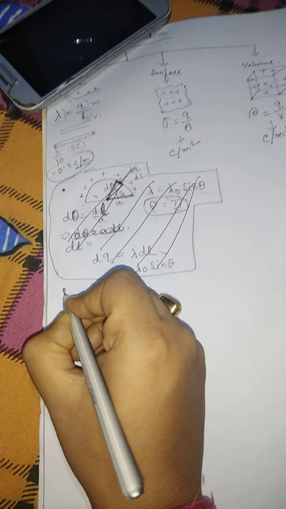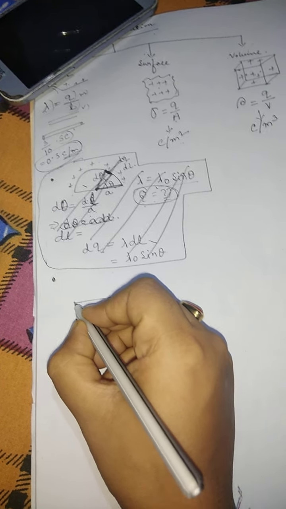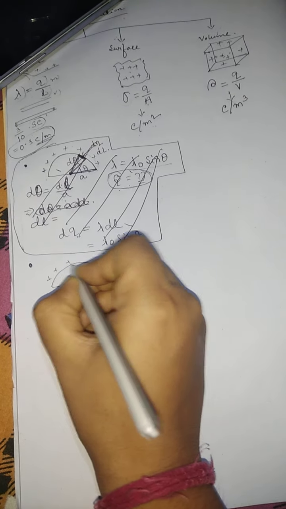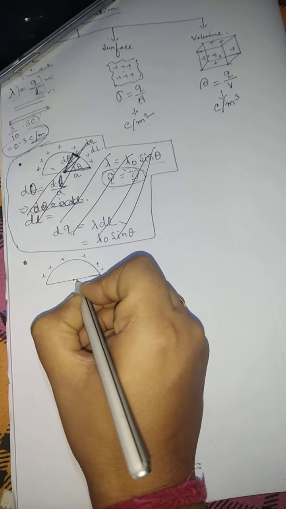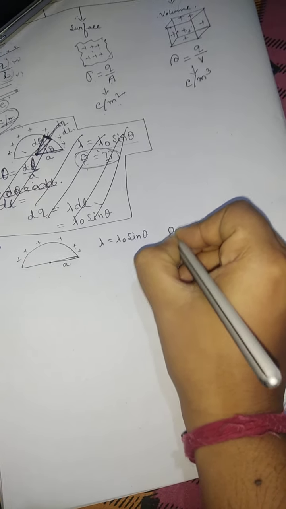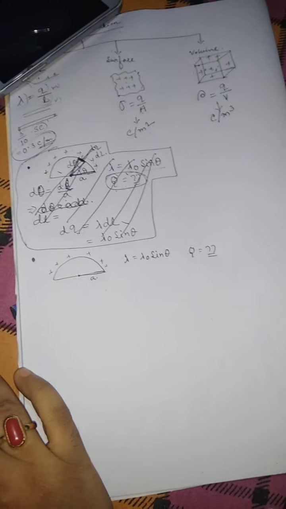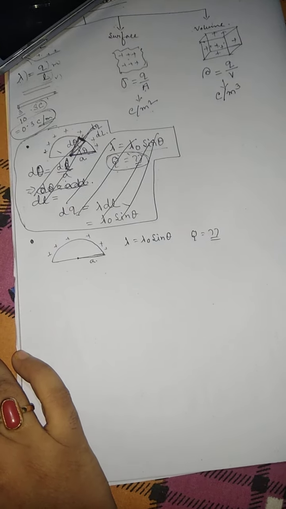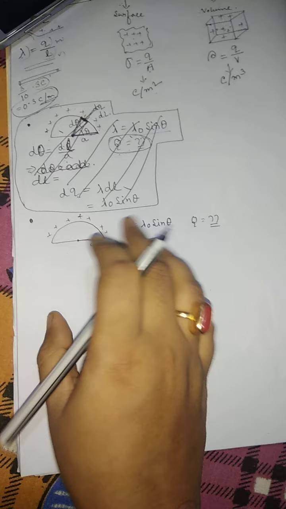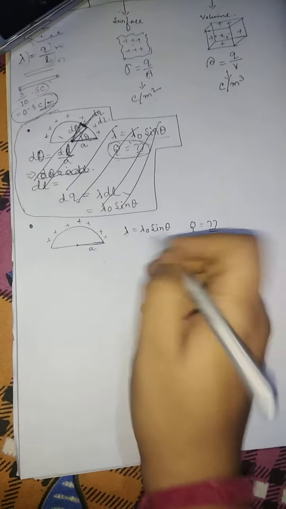Now let's take one example. I also took one here, but there was some problem, that's why I cut it. Suppose you have this type of figure, a semicircle, and charge is distributed over it. The radius is a. Here it is given that lambda equals lambda 0 sin theta. We have to find the total charge over this semicircle. So first of all, lambda is given.